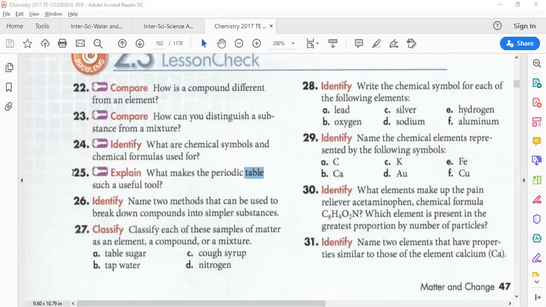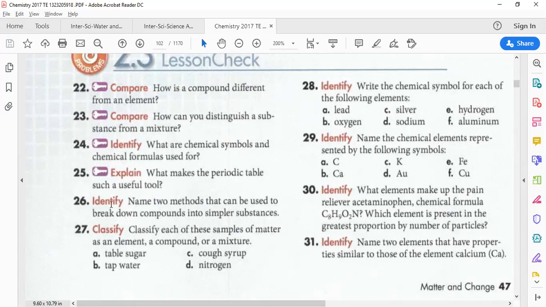Number 25, explain what makes the periodic table such a useful tool. Because the periodic table makes it easy to study an element or compare an element with another element, or even compare a group with another group, because the elements in the same group have the same chemical and physical properties, and that's pretty good.